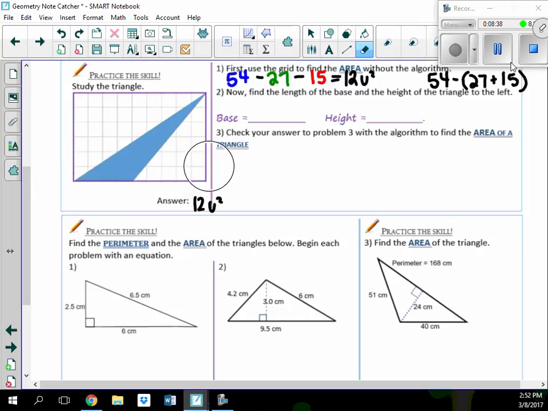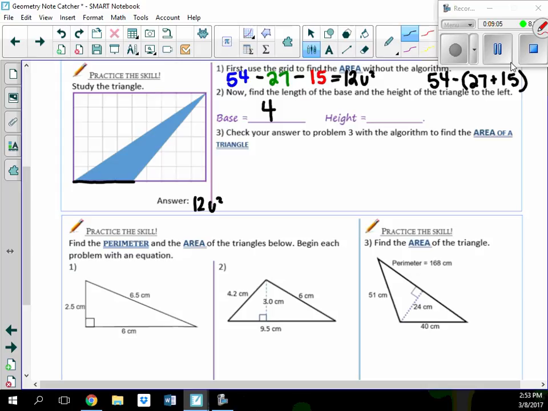So let's start by talking about the base of this shape. Now as I was walking around yesterday, I noticed that some of you were giving the entire distance of this as your base. The part that I just highlighted in black, that's your base. So it's 1, 2, 3, 4. We have a base of 4. So if you wrote down 9, that would be incorrect. It's just the part that it rests on.